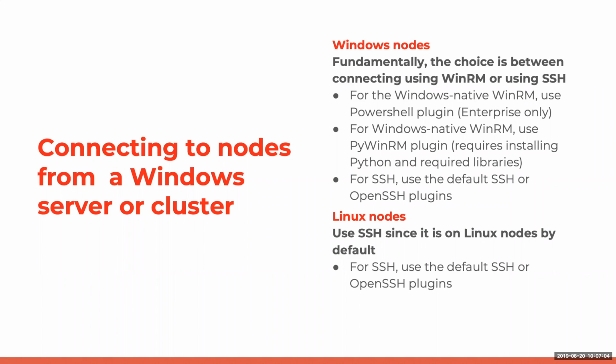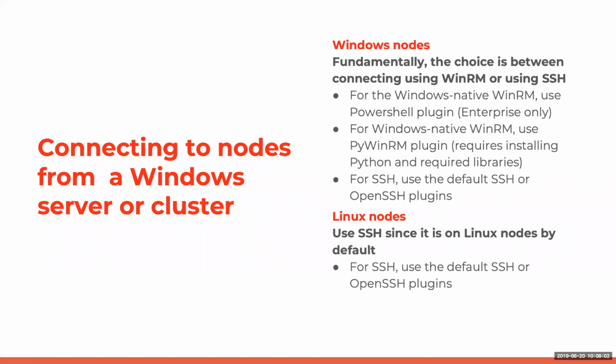So if you're going to connect to your nodes from a Windows server or cluster, the basic choice is, do you want to use WinRM or SSH? You can use WinRM to connect to your Windows nodes. And if you're using WinRM, there's 3 plugins that are possible. The 2 likeliest that you'd use are the PowerShell plugin if you are an enterprise user, and that's strictly usable if you're on a Windows server. Or you can use the Python WinRM plugin from a Windows server as well, and that'll let you connect to those nodes. Alternatively, you could use SSH to connect to all your nodes, whether they're Windows or Linux.